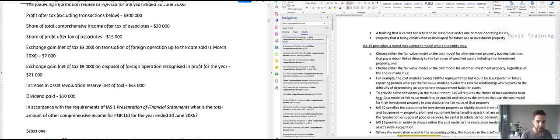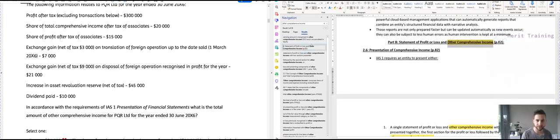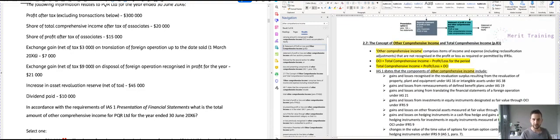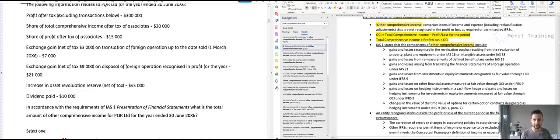Okay, so let's just quickly find out where the section of OCI is. So I just did a click here and it came up over here. Statement of profit or loss or other comprehensive income. So IAS 1 states that the components of OCI include gains and losses from the revaluation surplus, tick, gains and losses from remeasurements of defined benefits, gains and losses from translating the financial from Forex, gains and losses from investments in equity instruments designated as fair value through OCI, gains and losses on other financial assets measured at fair value through OCI, gains and losses on hedging instruments in a cash flow hedge, and gains and losses on hedging instruments, changes in the time value of options.